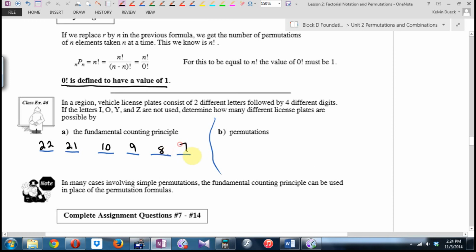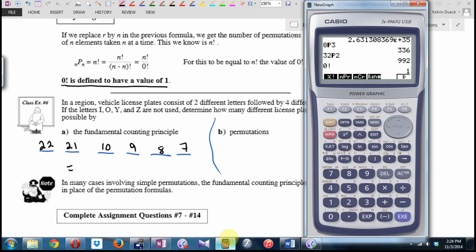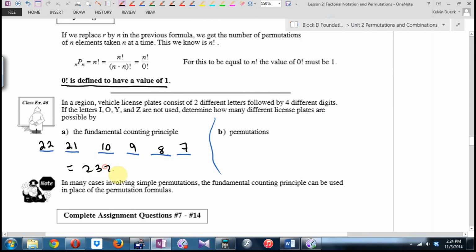Then? Okay, crunch that by hand, please. Can you go 22 times 21 times 10 times... Well, I'm going to do it here. 22 times 21 times 10 times 9 times 8 times 7. And I get 2,328,480. Which works.